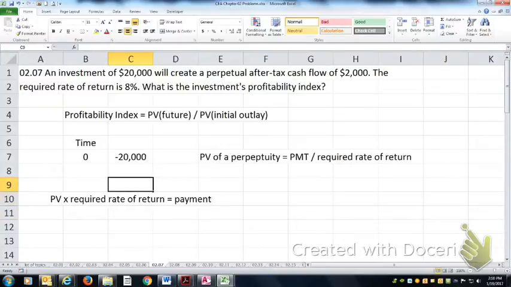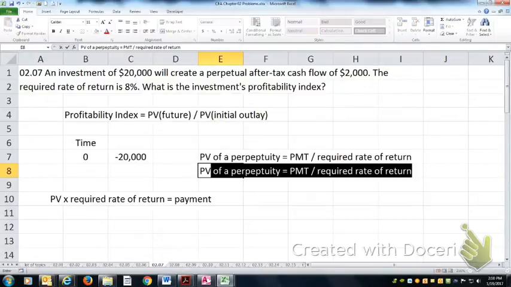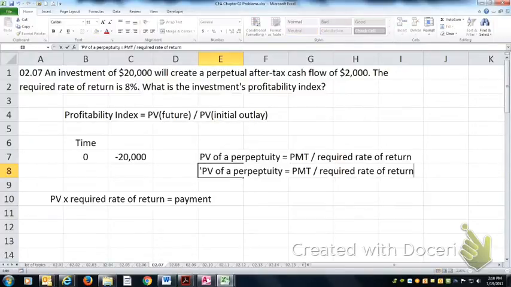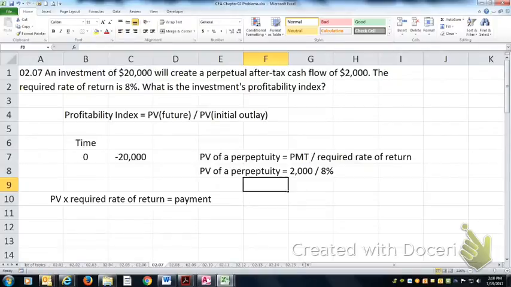Okay? So for our example, the present value of the perpetuity would be equal to the $2,000 a year divided by the required rate of return of 0.08 or 8%. So the answer is 2,000 divided by 8%. That gives me $25,000.